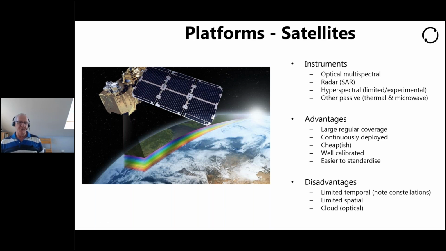However, it's not cheap to put a satellite up, so the instrumentation tends to be of very high quality and well calibrated. And that's a real advantage because it makes it easier to standardize that imagery for later processing.